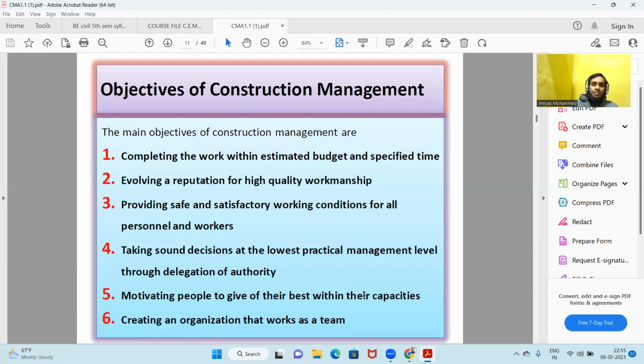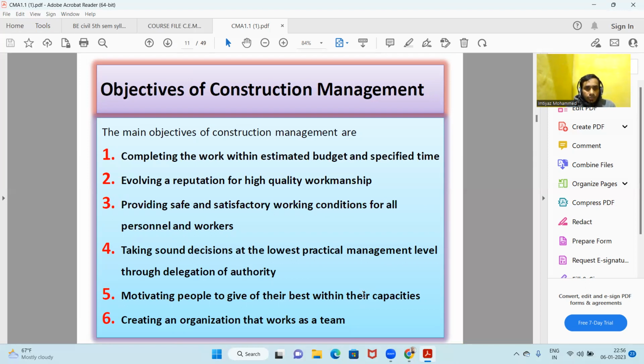Objectives of construction management. That is, what are the aims of construction management? Now, this has been discussed before in the class. Let us revise these points once again. So, first of all, we need to complete the construction work within the estimated budget and specified time. The budget cannot go beyond a certain limit, and we cannot delay the project. Then we need to have very high quality workmanship. We should provide safe working conditions for all the personnel and workers.